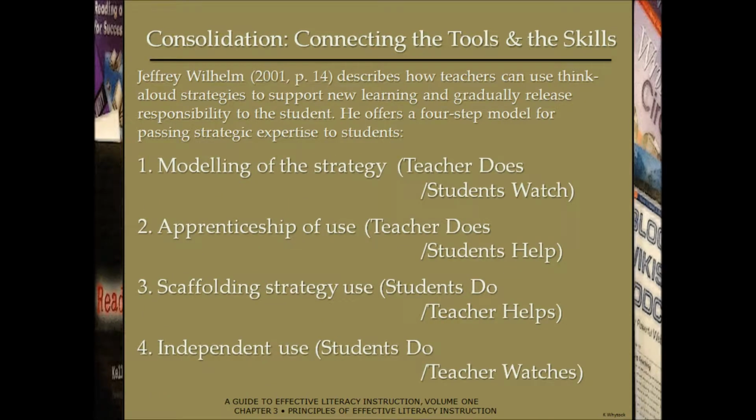Jeff Wilhelm put it another way. He said step number 1 is modeling the strategy. That's where the teacher does it, right? If I'm talking about reading, I'm going to do the reading, and I'm going to stop and think aloud saying, oh, I can make a connection here maybe to another text I read, or I can infer something from what was just said. And the students are watching, they're listening to me.